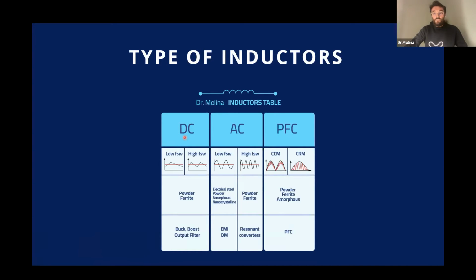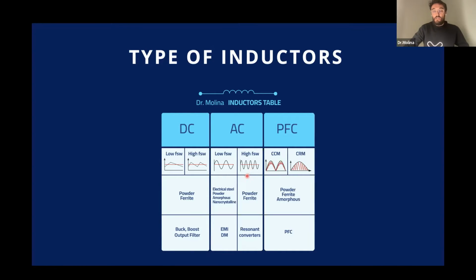In the first block here, we have the DC currents. In DC currents, we classify between low frequency and high frequency. Since we mainly work in high frequency, when I'm talking about low frequency, I'm still talking about kilohertz, okay? I'm not talking about very low frequency, a few hertz. Even for low or high frequency, the common materials that we will use are powder or ferrite. And the main applications are buck, boost, or the output filters of different converters, like a full bridge, for example, or any other.